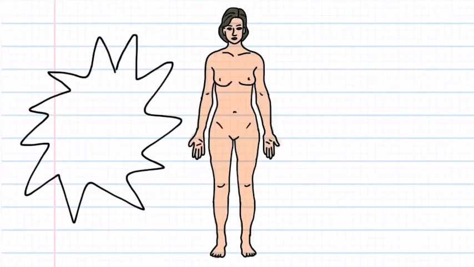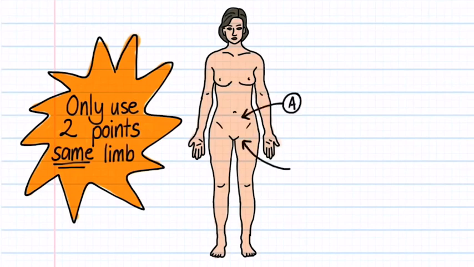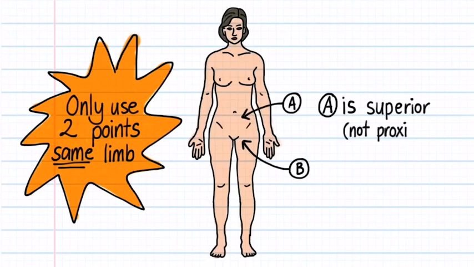Remember, only use the terms proximal and distal when referring to 2 points on the same limb. If a point is no longer on a limb, like point A in this drawing, then you can't use the term proximal anymore. Instead, point A would be superior to point B.